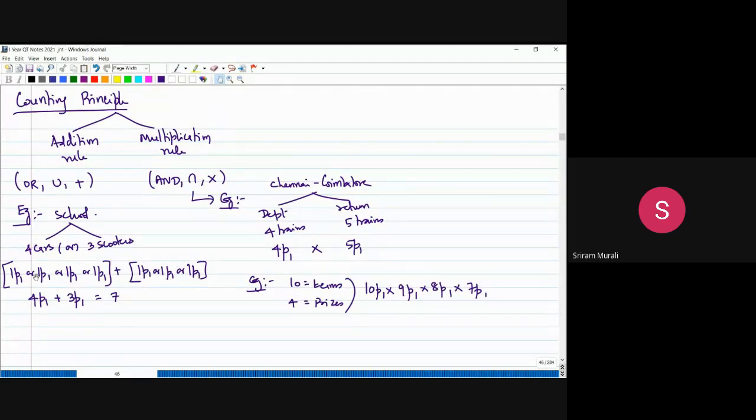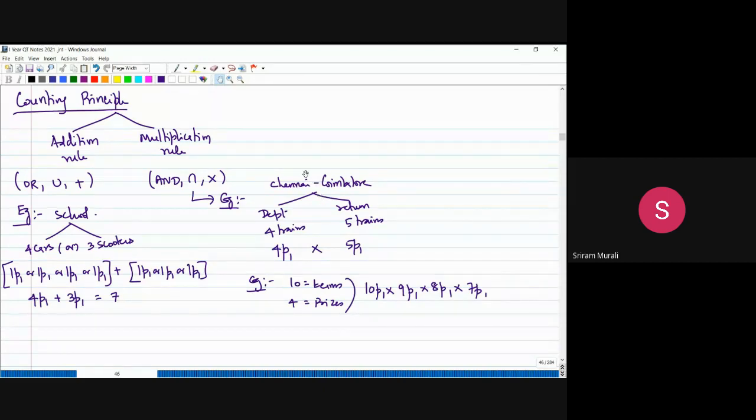So either car or scooter, again it is the addition rule. The addition rule is normally taken whenever an either-or case comes. So this is why it is 4P1 plus 3P1 is equal to 7. Now the multiplication rule: in the addition rule, either-or cases occur. Here, both the cases have to occur.